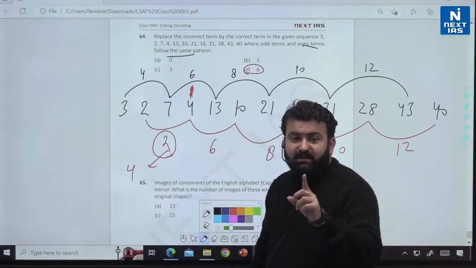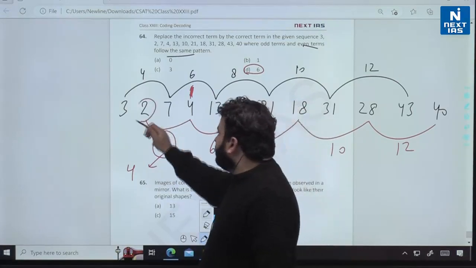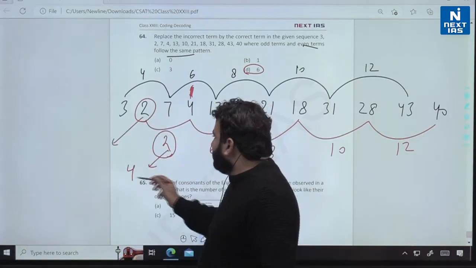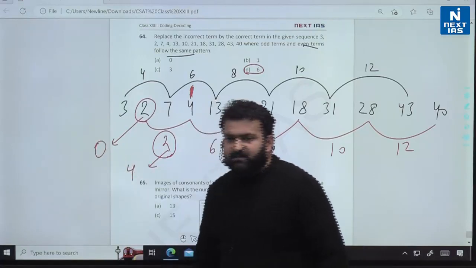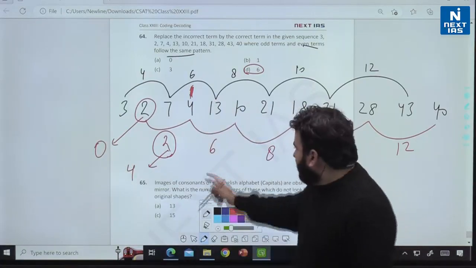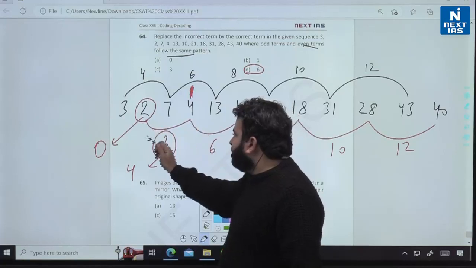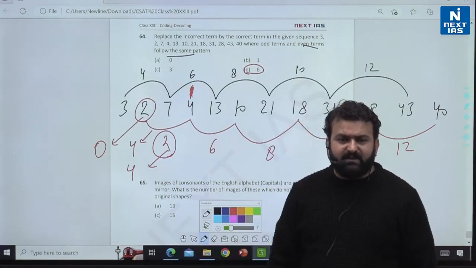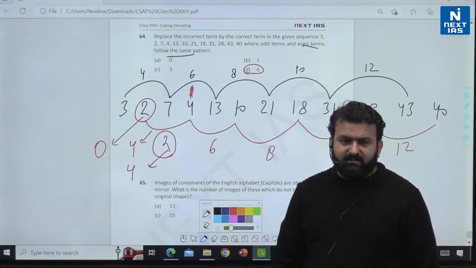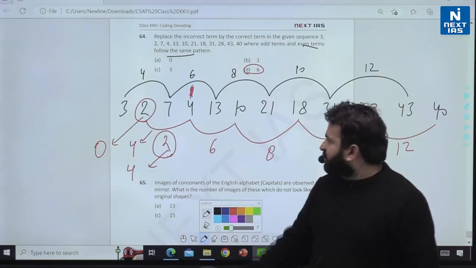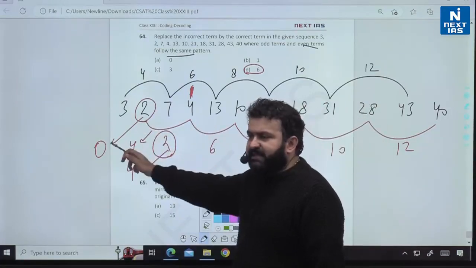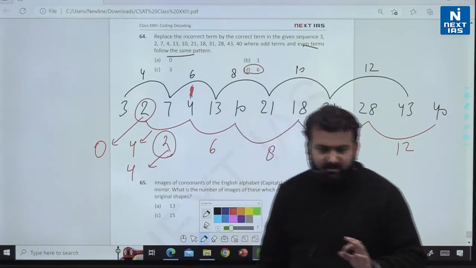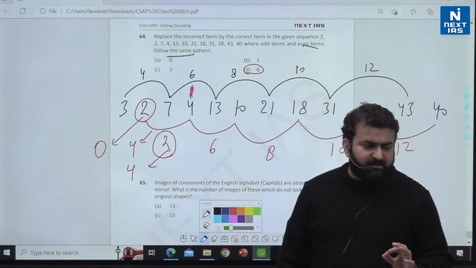All of you, what is the wrong term? The wrong term here is 2. And 2 must be replaced by what? 2 must be replaced by 0, because here the difference has to be 4. So 4 minus 4, that is, at the place of 2 you must have which term? You must have 0.